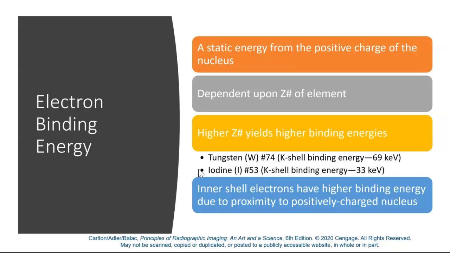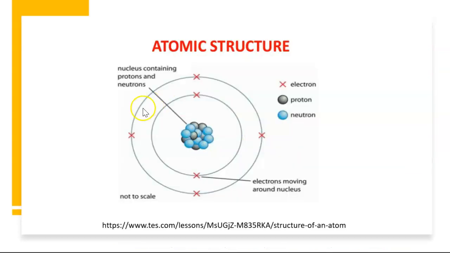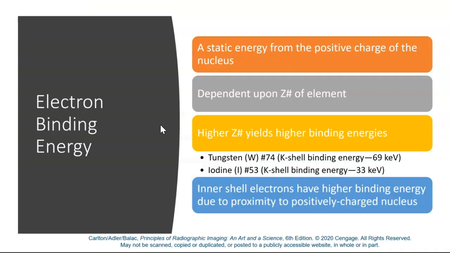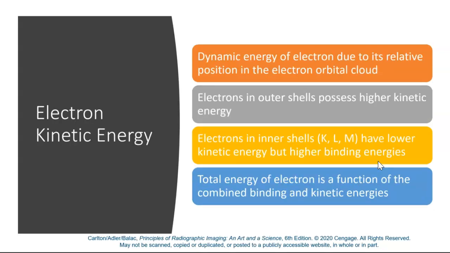So when we talk about K-shell, and we're looking at here, so here is our nucleus. This first shell is K-shell, and it's telling you that the K-shell binding energy is 69 or 69.5, depending on your textbook. So that's what we're going to need to remove an inner K-shell electron when we're using tungsten. So the inner shell electrons have higher binding energy due to their proximity to the positively charged nucleus. Makes sense.